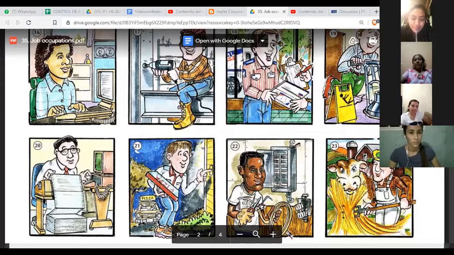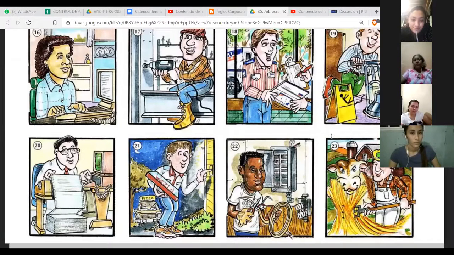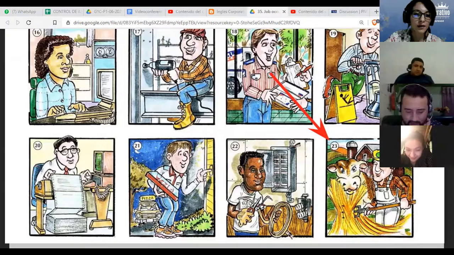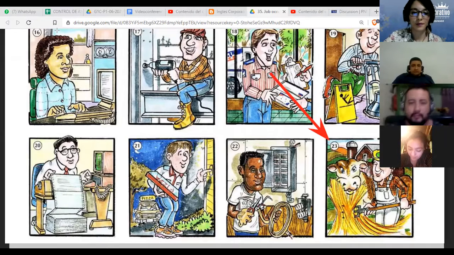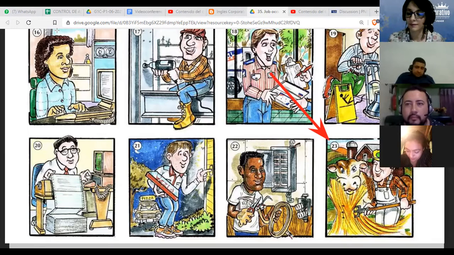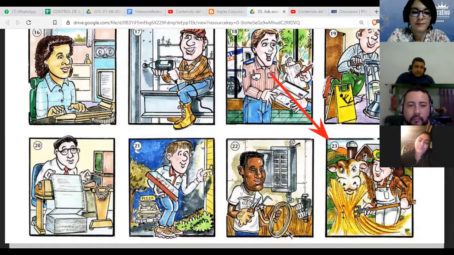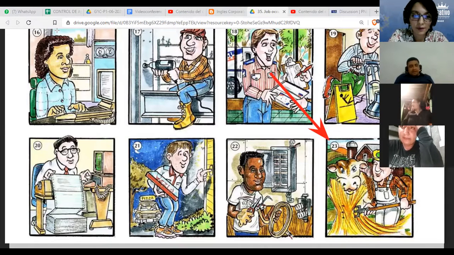Okay, so in that case, we continue with Mario. Mario, picture number 23. The one that you see here. It's in the corner, Mario. What is his occupation? Granjero, creo. And you guys, do you know how to say granjero? Farmer. Yes, that's the one. I'm going to send it in the chat. Farmer. Can you spell it, Mario? F-A-R-M-E-R. Perfect. Okay, thank you.